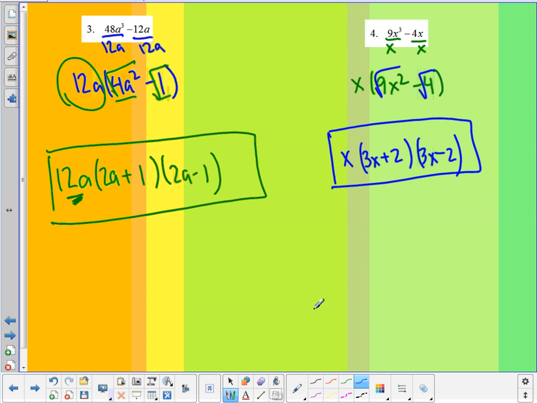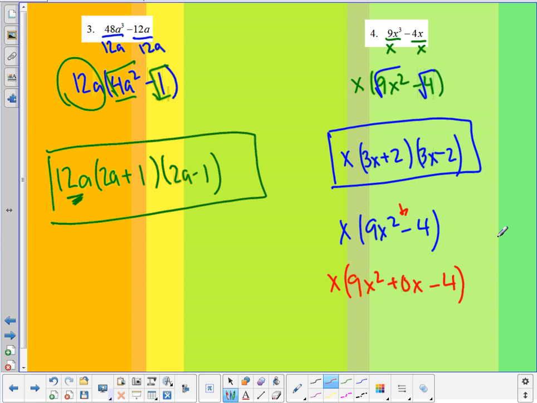For example, let's look at number 4. If I look at number 4 and I don't recognize that those are two perfect squares, take the x out, which gives you x and then 9x squared minus 4. And you're missing that b term that's in the middle, so just put it back in. 9x squared plus 0x minus 4. And then you can set up your factor x and go from there. 9 times negative 4 is negative 36. The middle term would be 0.